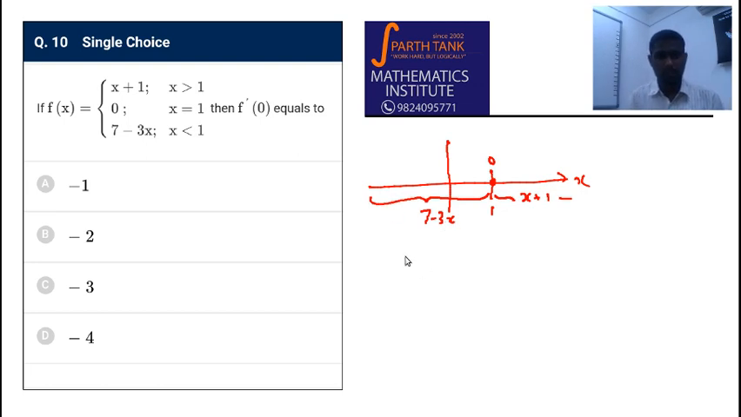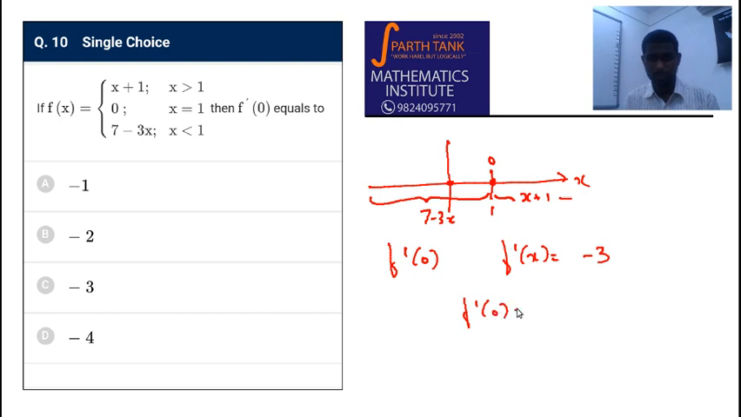Now the question is f dash of 0. Now 0 lies here. So use this function and find the f dash of x. So f dash of x, if you differentiate this, it becomes minus 3. And therefore f dash of 0 also is minus 3. So the answer is minus 3. Very simple. Nothing to do with continuity, discontinuity, differentiability, non-differentiability, nothing at all. 0 is a nice point in this region and you get simple differentiation.